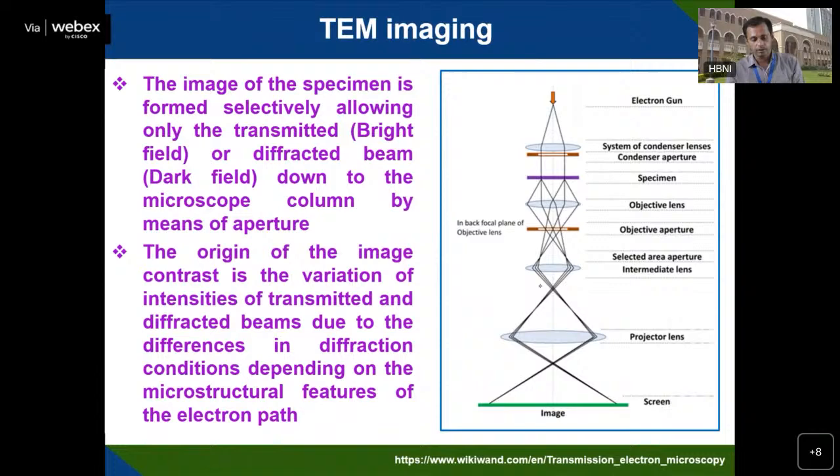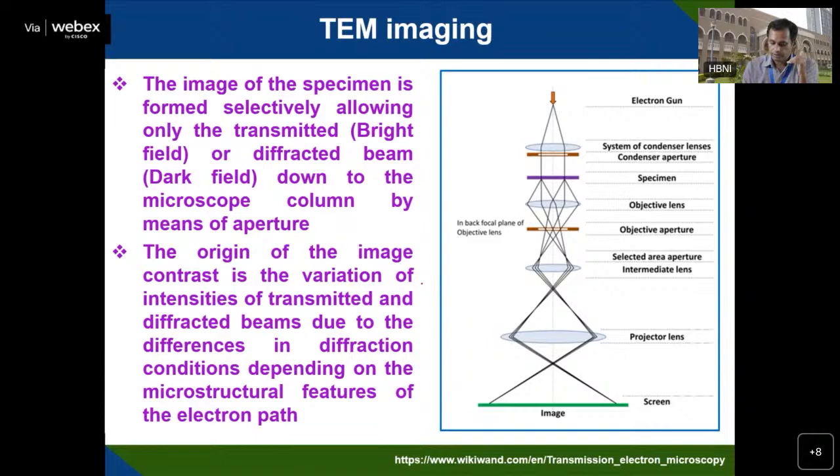But if you come to the TEM imaging part, that will mainly produce an image, from which you can get information about the shape, size, as well as the surface structure, 3D or 2D structure of the material. The image of a specimen is formed selectively by allowing two types of beam: one is the transmitted beam, another is the diffracted beam.